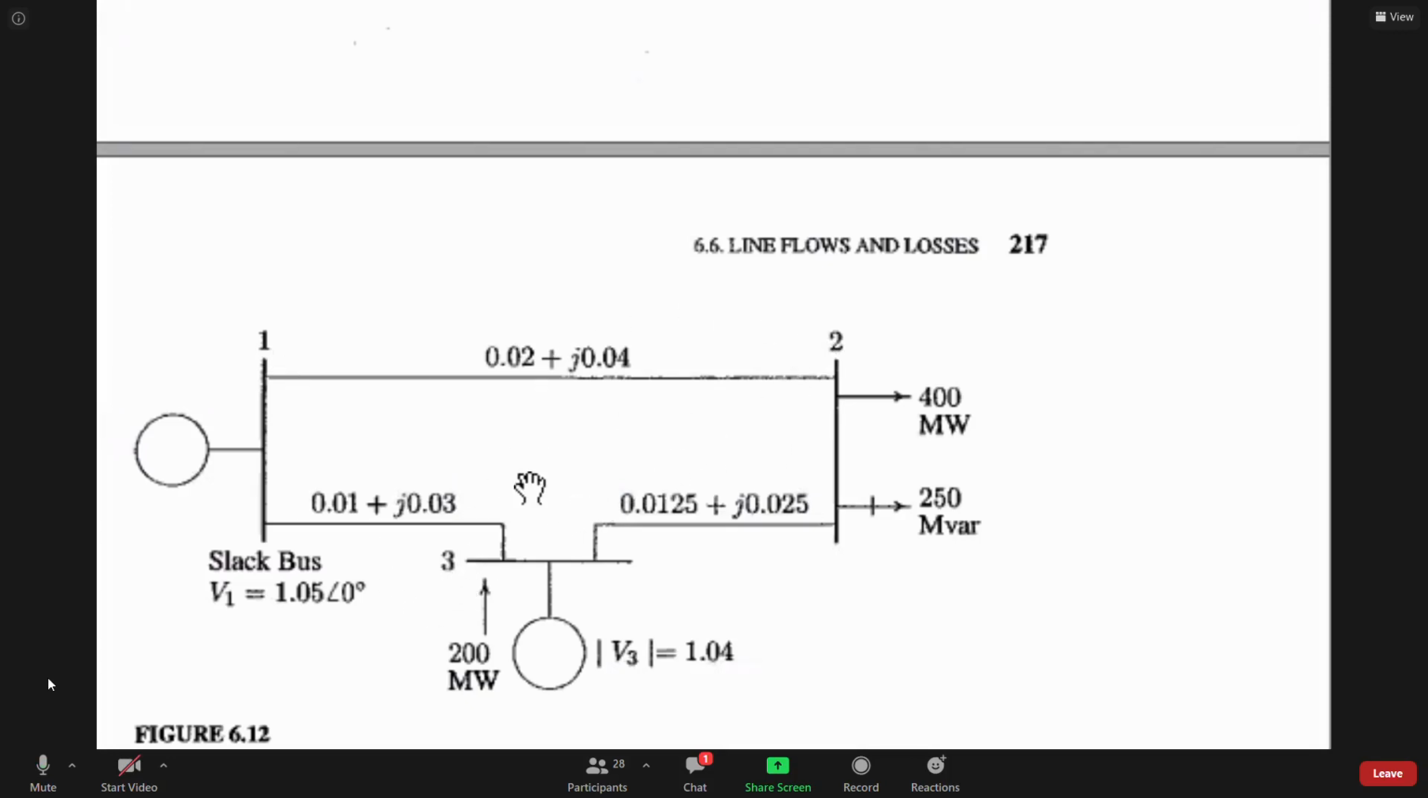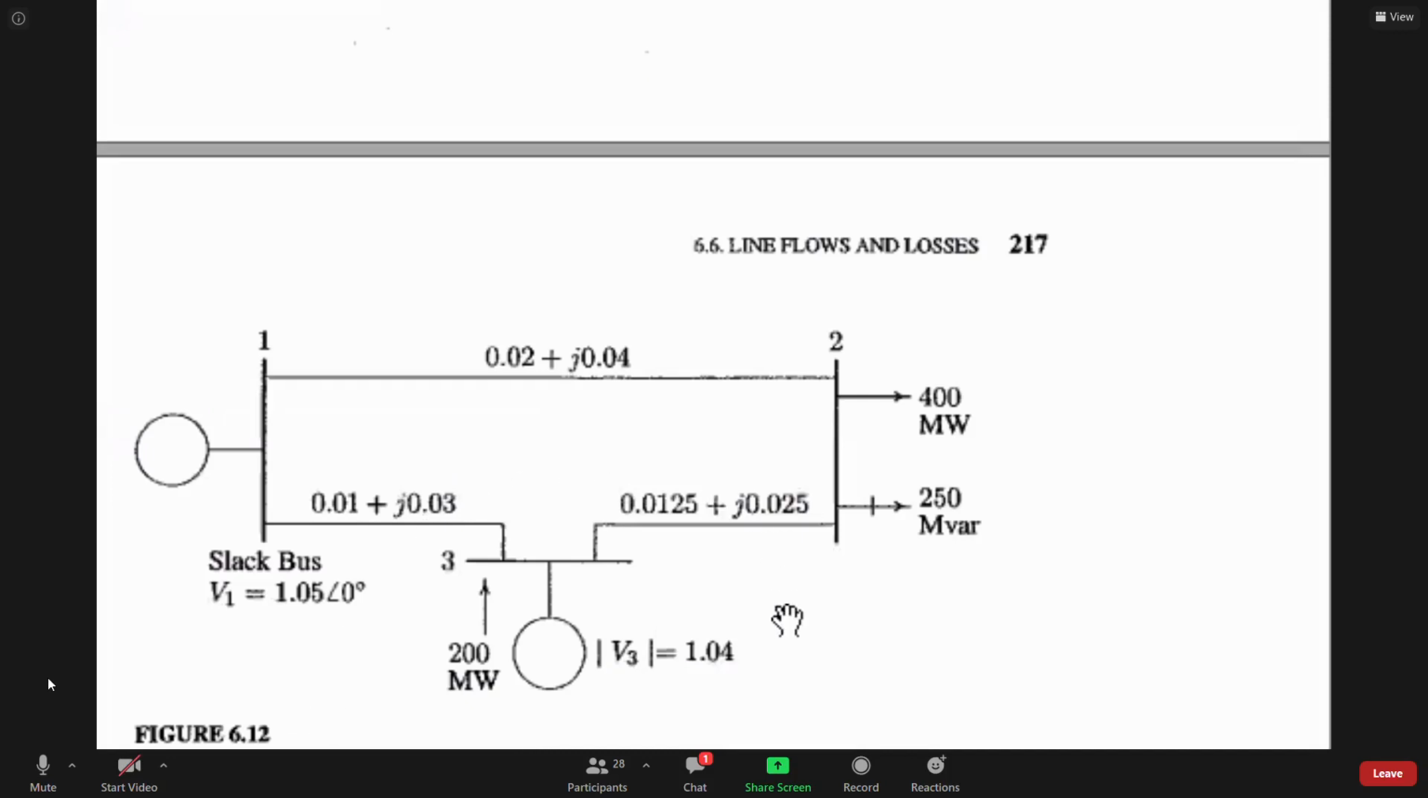And which category was bus 1? Bus 1 is the swing bus, slack bus. Yes. Bus 2 is the load bus. And bus 3 is actually the generator bus, generator or PV bus, right? Because power and voltage information is given.